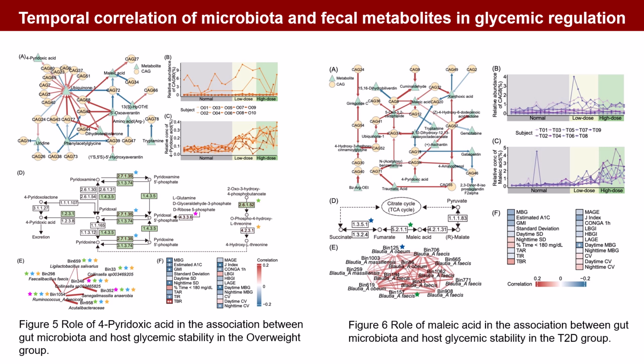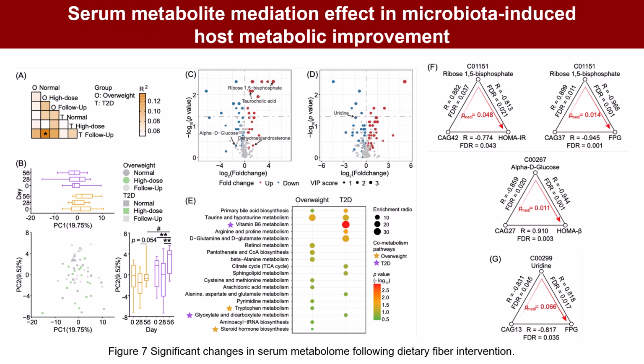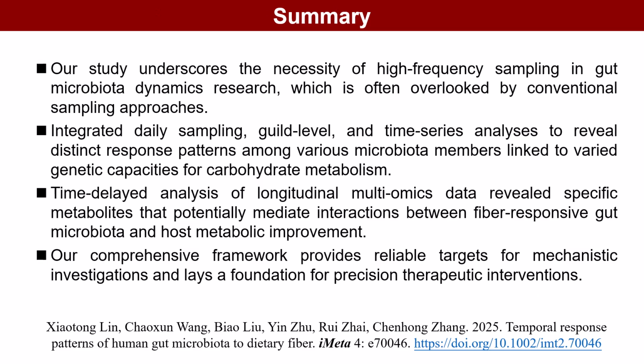Results suggest that dietary fiber-responsive gut microbiota members may contribute to improved glycemic control by modulating specific metabolites. Furthermore, mediation analysis identified several significant linkages in both groups, providing insights into potential interactions among microbiota, serum metabolites, and host metabolism. In summary, our study highlights the value of high-frequency sampling in capturing dynamic microbiota responses.